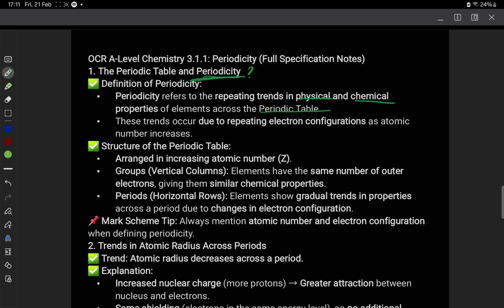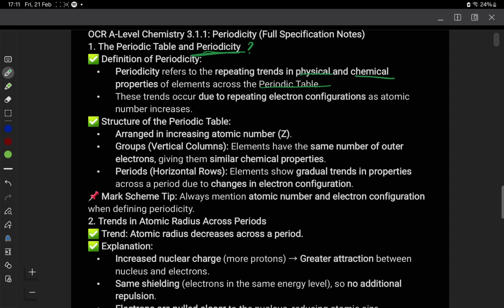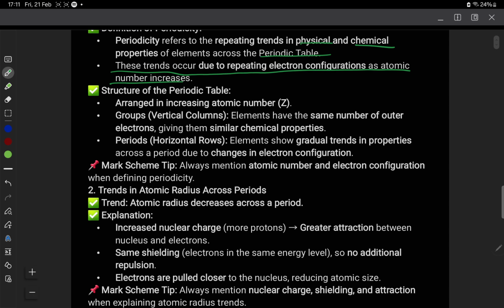The certain trends exist because of the changes in structure, like atomic structure, like nuclear charge, electron configuration, and shielding. So these trends occur due to repeating electronic configuration as the atomic number increases. So for example, you can look at period 3, sodium to argon. So the key factors that control these trends is the nuclear charge.